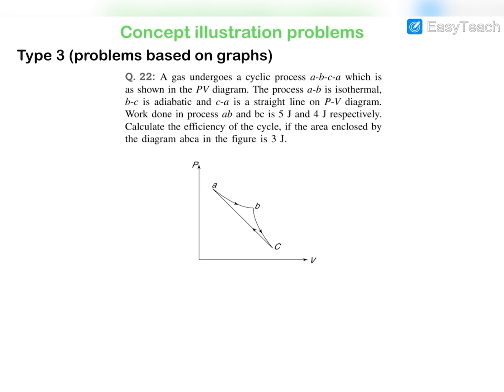So first of all, from A to B, we know that it is an isothermal process. So work done is positive, obviously. So it is plus 5 joule.